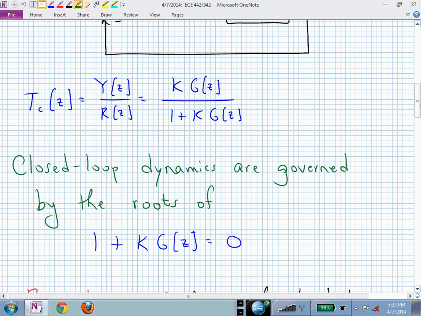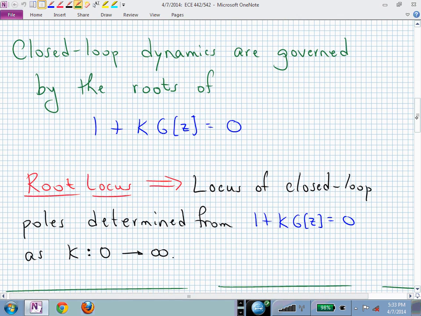The root locus really works with that. The root locus tells us all the points in the z-plane that are possible closed-loop poles. Some of those might be unstable, but they're possible closed-loop poles. You may not want them, but that's what the root locus shows us.